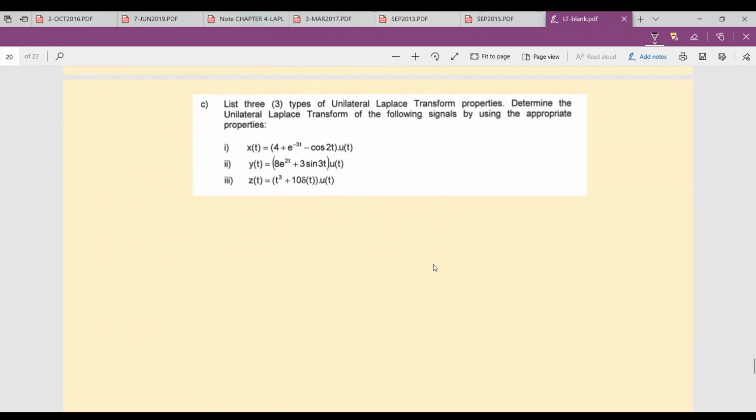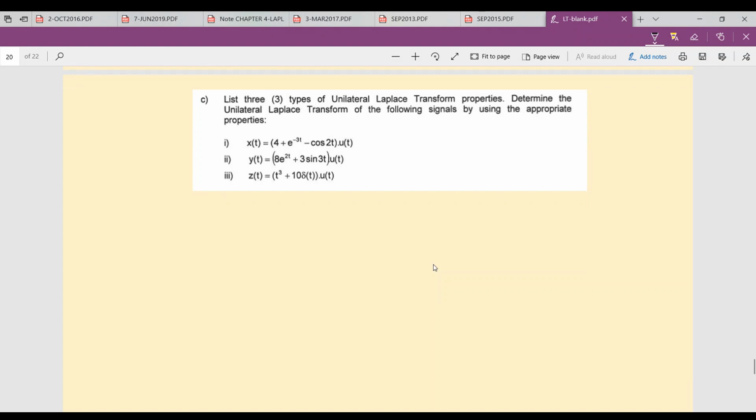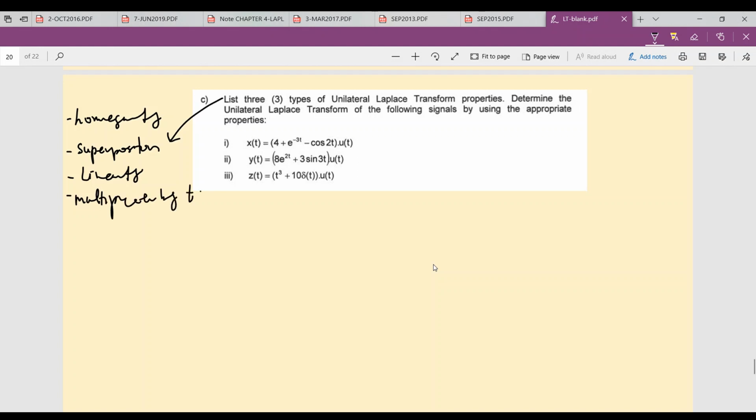Okay, so last question. Okay, last question list 3 types of unilateral Laplace transform properties. Okay, you kena list. Don't forget, soalan ni nampak dia ada soalan teori here. So, list sajalah. Apa dia? Boleh jawab superposition, boleh. Apa lagi? Linearity. Yang slide awal-awal tadi, homogeneity. Apa lagi? Apa lagi dah belajar? Multiplication by T. List 3 je tau. Apa lagi?